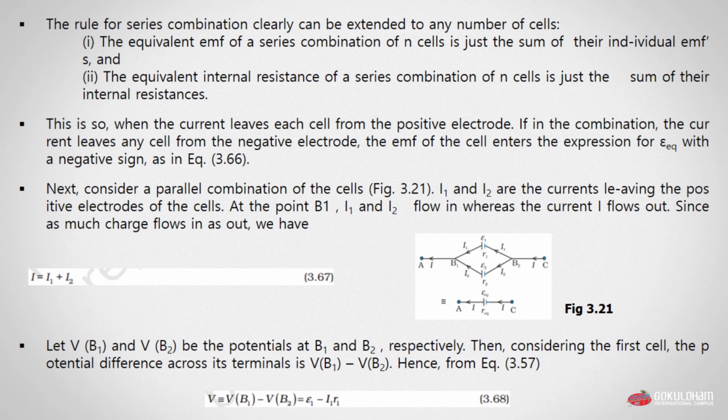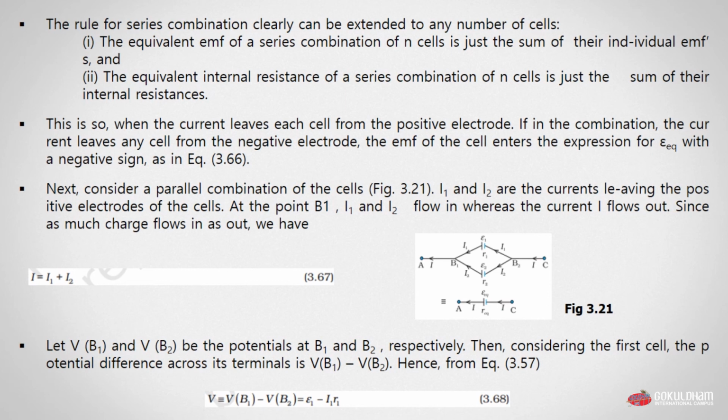If in the combination the current leaves any cell from the negative electrode, the EMF of the cell enters the expression of equivalent EMF with a negative sign, as shown in equation 3.66. Next, consider a parallel combination of cells shown in figure 3.21.